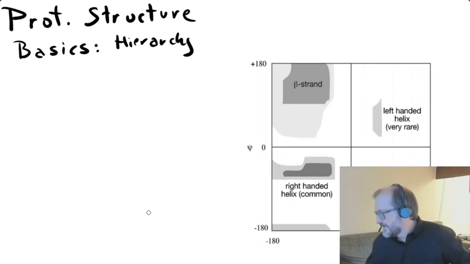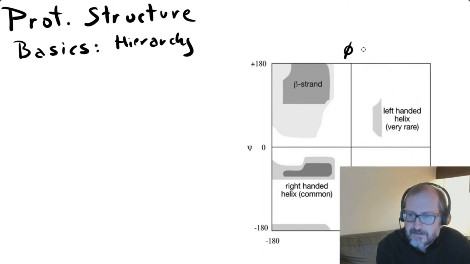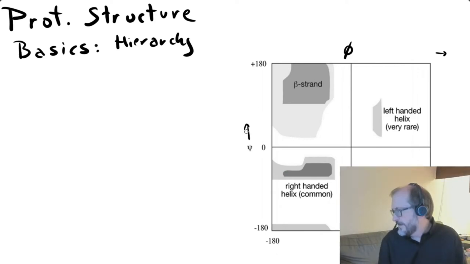I'm blocking part of this matrix again, but don't worry about it. This square on the lower right is just empty. But my point is that there is a relationship between phi and psi. So psi is this axis up here, and phi is this axis here. So these angles are not free to do just whatever they want.